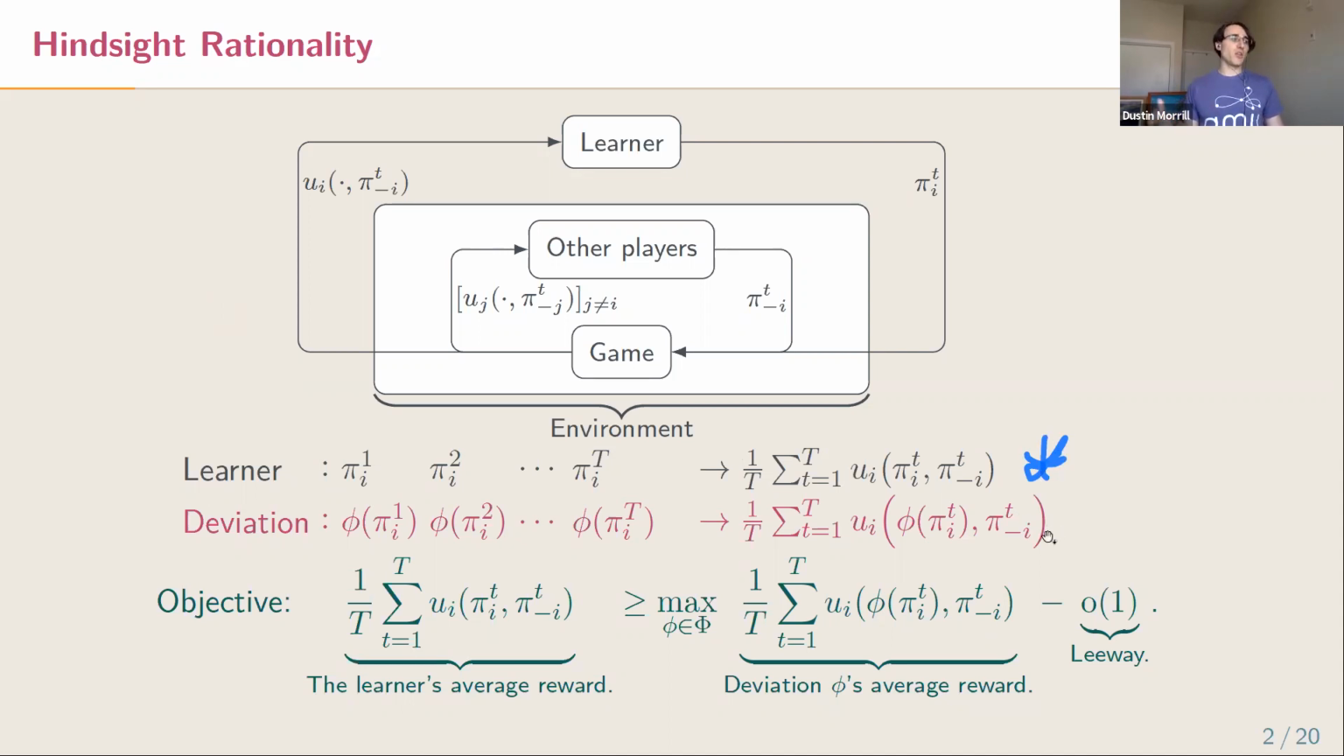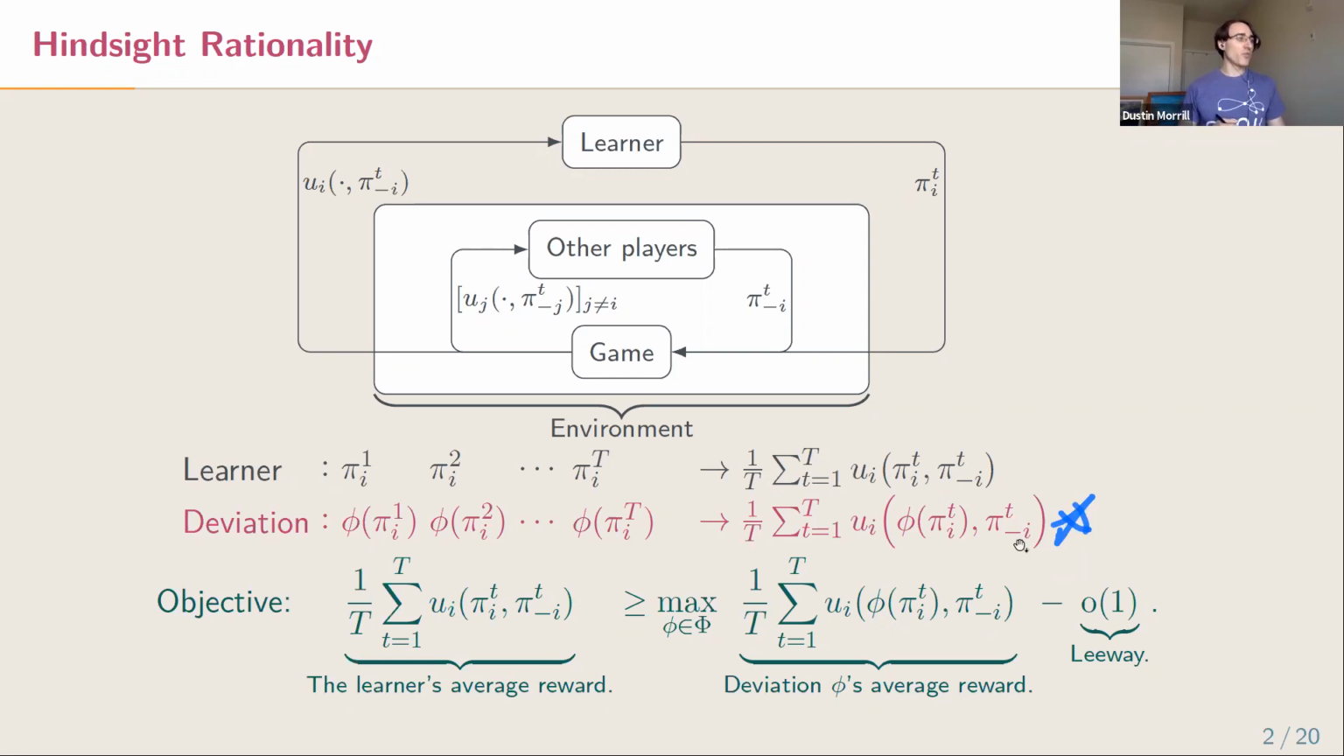And the way we're going to evaluate whether or not the learner is doing a good job is to consider a deviation. Here, a deviation is going to be a function phi that maps strategies to other strategies. So if we apply that function to every strategy that the player produced over its lifetime, that's going to give us a new sequence of behavior that the learner could have done instead. And that's going to have its own average payoff, given the functions that the learner observed. And so that's this value here.